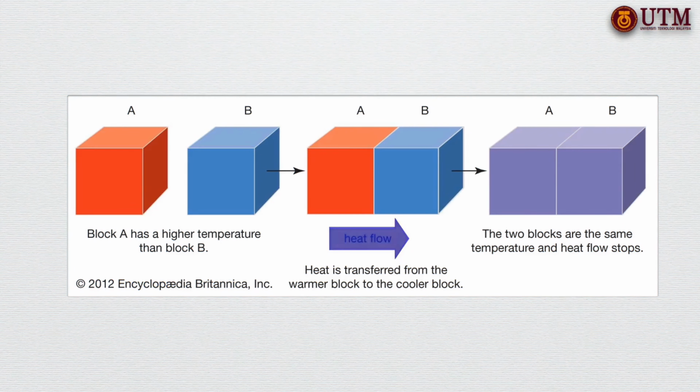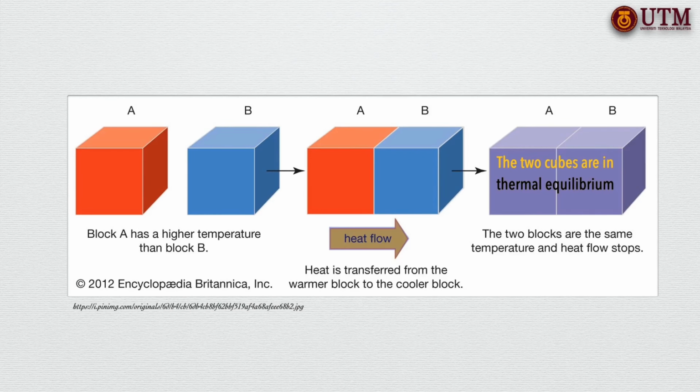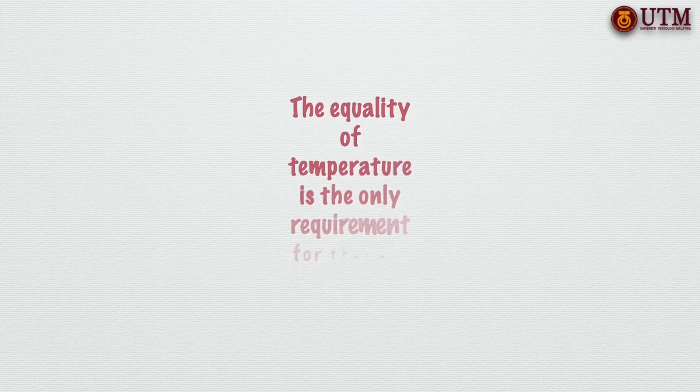When a body is brought into contact with another body at a different temperature, heat is transferred from the body at a higher temperature to the one at a lower temperature until both bodies attain the same temperature. At that point, the heat transfer stops and the two bodies are said to have reached thermal equilibrium. The equality of temperature is the only requirement for thermal equilibrium.